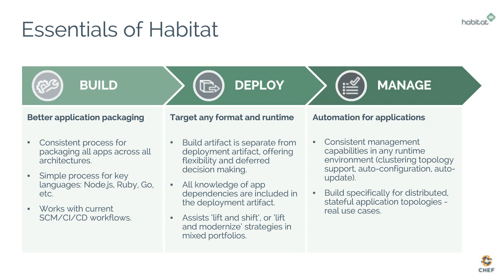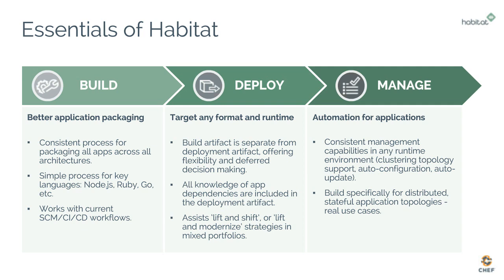All knowledge of the application dependencies are included in the deployment artifact. So you're not going to have a problem with a handoff between dev and ops, because the artifact itself has the information it needs to run once you've deployed it. This assists lift and shift or lift and modernize strategies in mixed portfolios, as well as simply providing you a robust tool chain that can evolve as your own strategies evolve for where you want your application to run. For the management piece of Habitat, Habitat is focused on automation for applications.